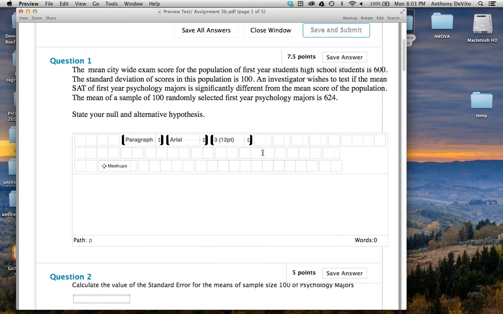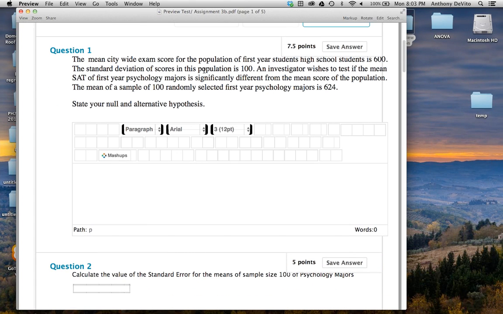So state your null and alternative hypothesis. Well, that's pretty easy, right? The mean of x bar is 624. We want to see if that's different than 600. So our null hypothesis is that mu, the mean for psychology majors, is equal to 600. The alternative is that the mean of the psychology majors is not equal to 600, it's significantly different from 600. It doesn't say anything about bigger or smaller. So we're starting with the assumption that psychology majors have the same mean as everybody else, 600.